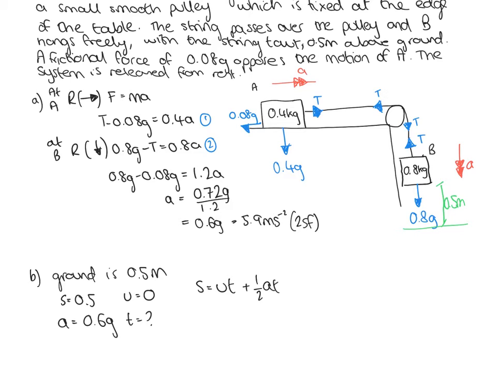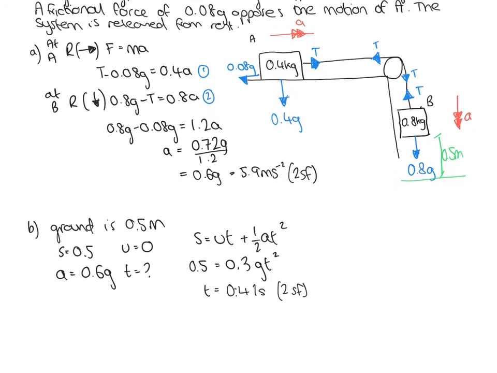s is ut plus a half at squared. u is 0, so this term disappears. Half times a is 0.3 g, and then t squared. Then we're solving that for t. 0.41 seconds to 2 SF.